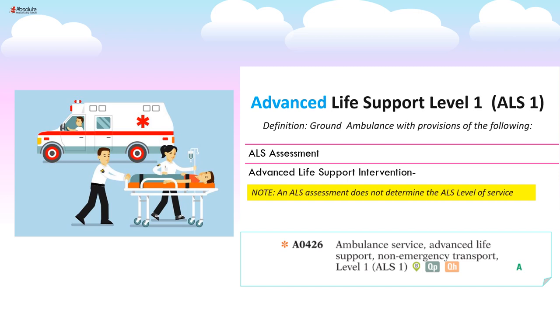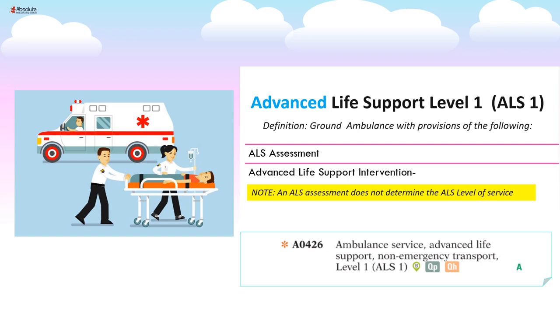All right, I do have a note here I almost forgot to mention. When I talk about the ALS assessment, just remember that an ALS assessment does not determine the level of service, because there's actually another code for an advanced life support level two. But hold on to that. We're going to talk about the provisions of the ALS level two in a few minutes.